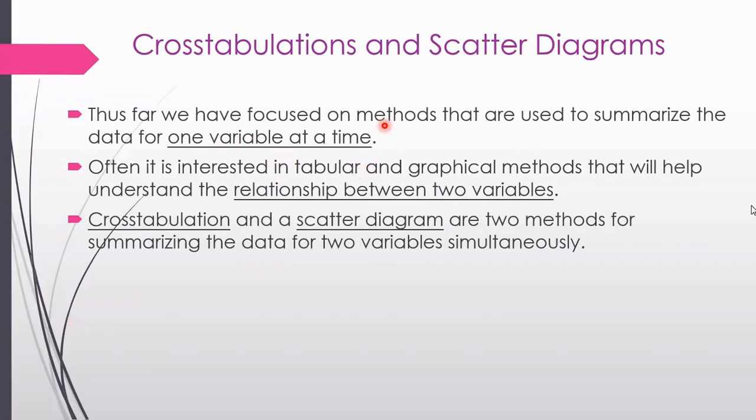So we have focused on methods that are used to summarize the data for one variable at a time. But most of the time, we are looking at the relationship between two variables. If we want to look at the relationship between two variables, we can organize them in table form and with some graphical methods. Those methods help to understand the relationship between two variables. Such graphical methods and tables are called cross tabulation and scatter diagrams. In those two methods, we can summarize the data for two variables simultaneously.